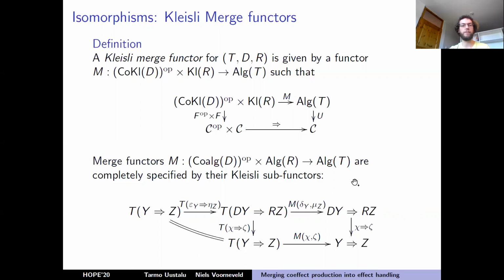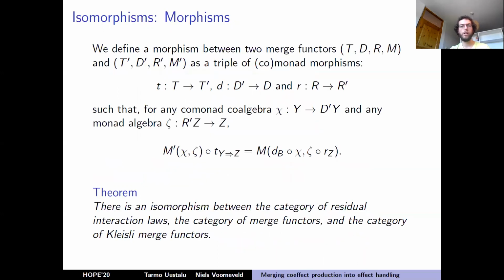So everything is specified. The merge functor is completely specified by its Kleisli subfunctor. Now, as I've maybe alluded to before, this bijection can actually be extended to an isomorphism. Of course, then we need to know what is actually a morphism between two merge functors. We define these morphisms in such a way that they coincide with morphisms between interaction laws.